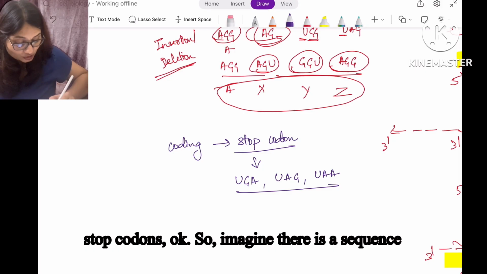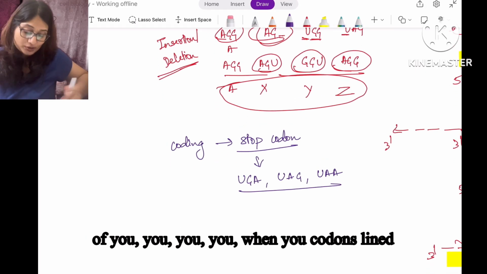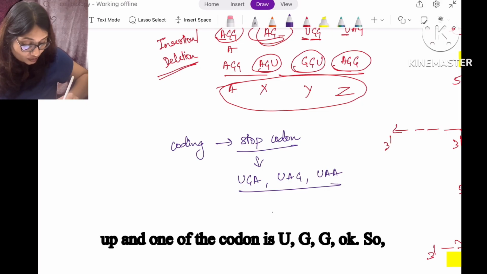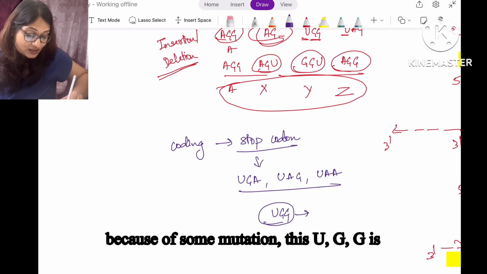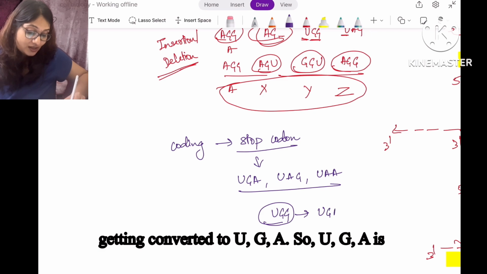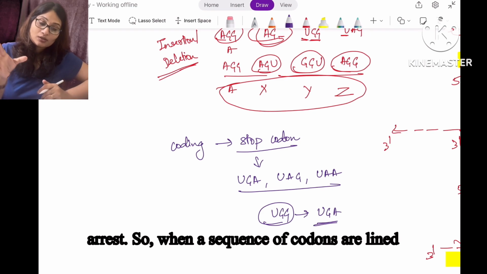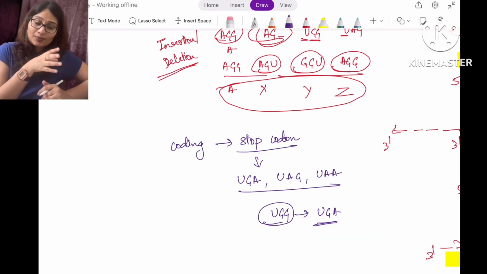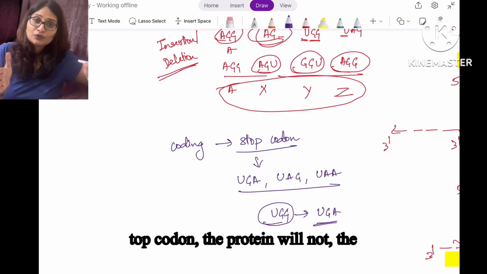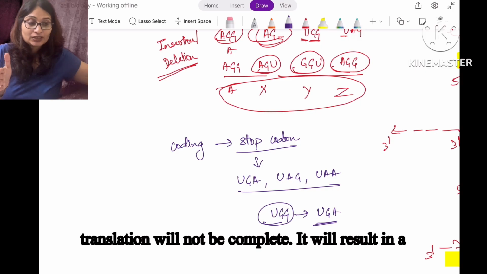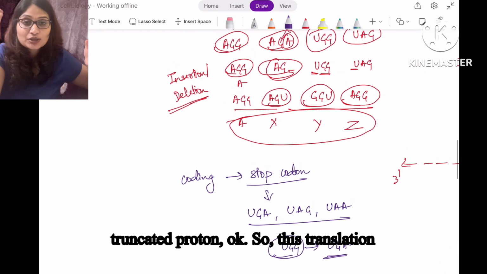Okay, so imagine there is a sequence of codons lined up, and one of the codons is UGG. Okay, so because of some mutation, this UGG is getting converted to UGA. So UGA is a stop codon. So there is a translational arrest. So when a sequence of codons are lined up, and one of the codons, because of mutation, gets converted to a stop codon, the translation will not be complete. It will result in a truncated protein. Okay, so this translational arrest happens.